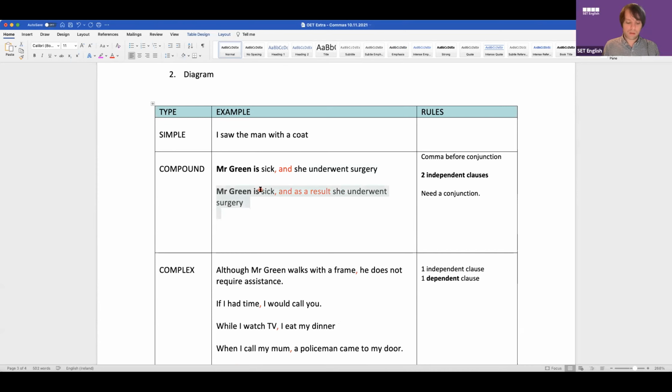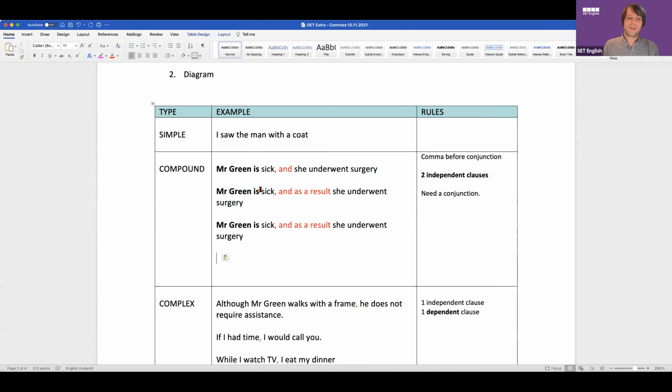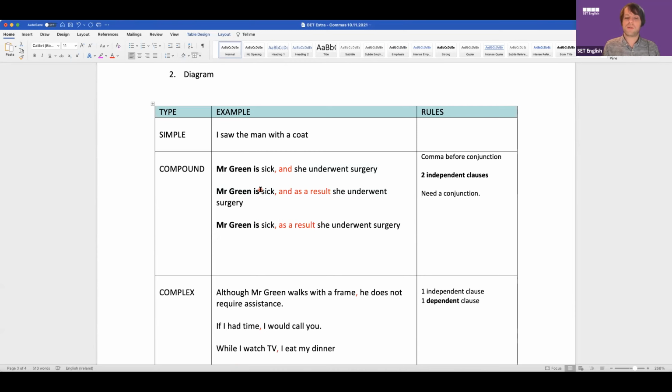Can I say this, guys? Mr. Green is sick, comma, as a result. No, it should be a full stop. Is that a conjunction? No. "As a result" is not a conjunction, so it's wrong. It's like saying Mr. Green is sick, she underwent surgery. With that, you must have a conjunction.